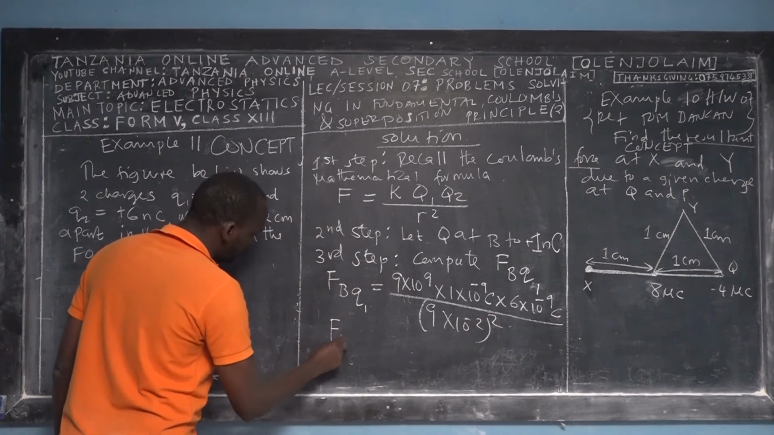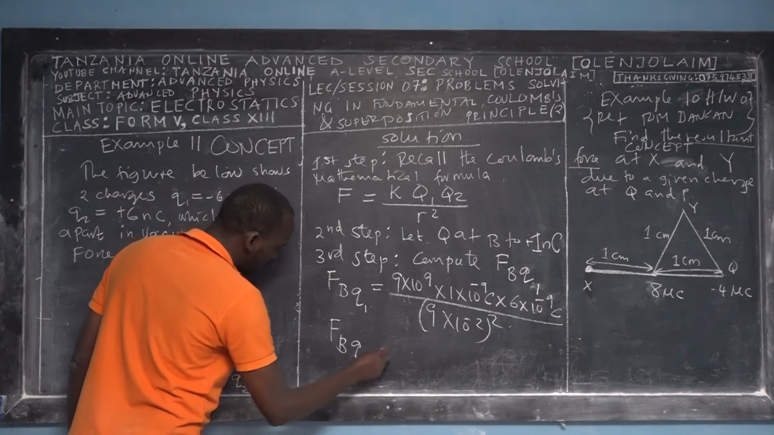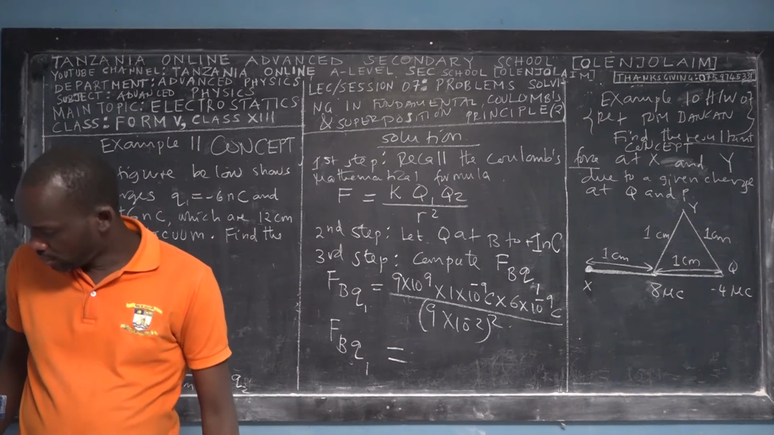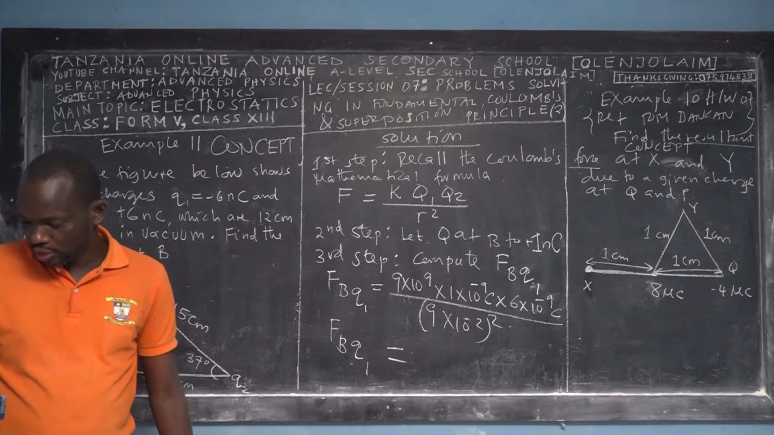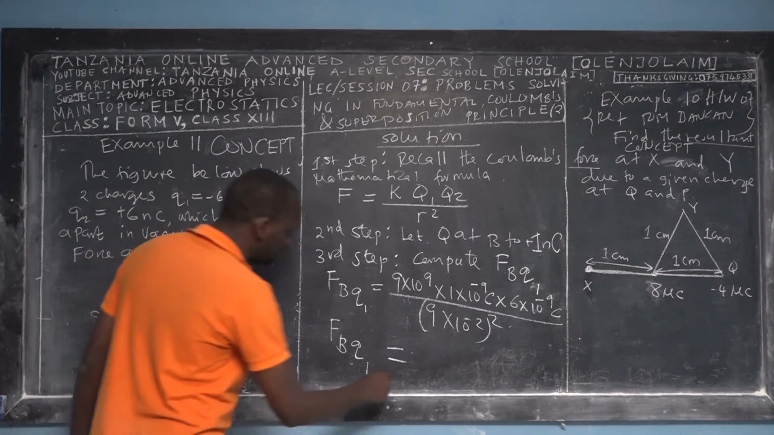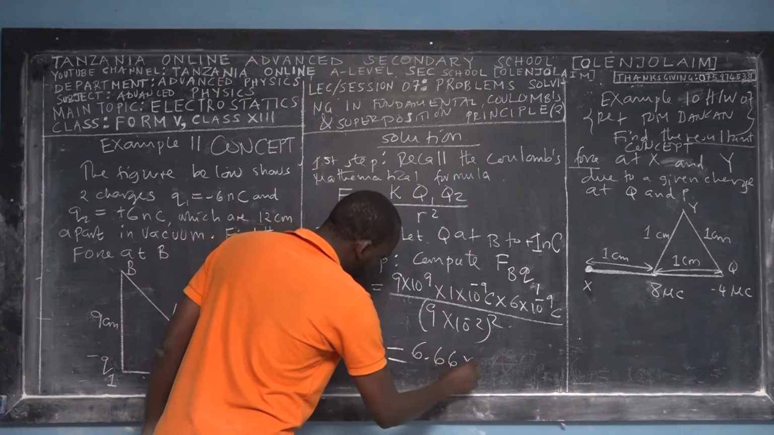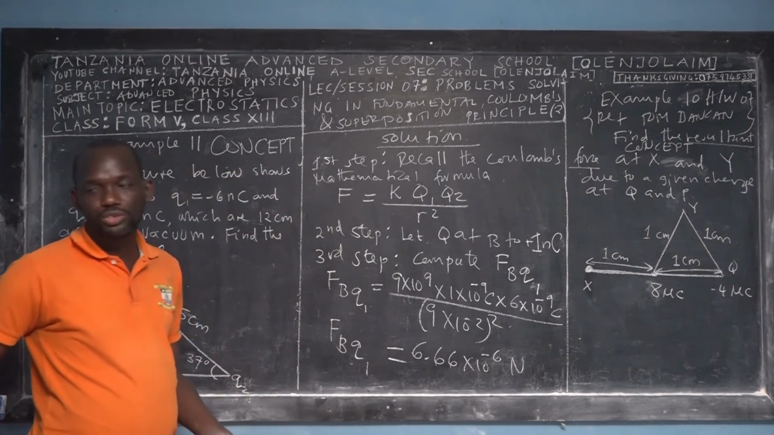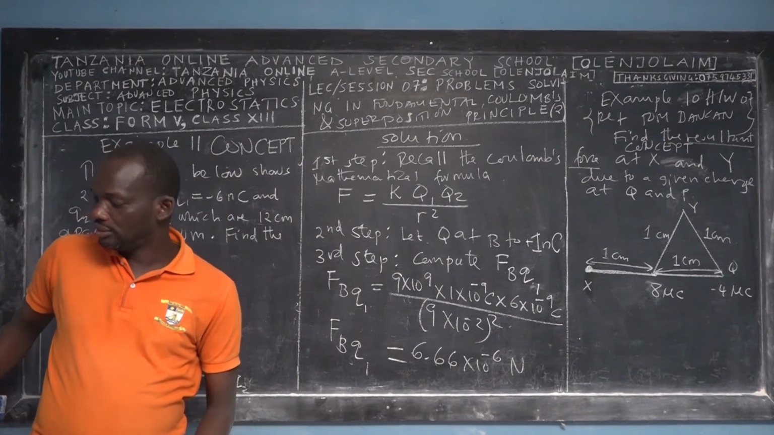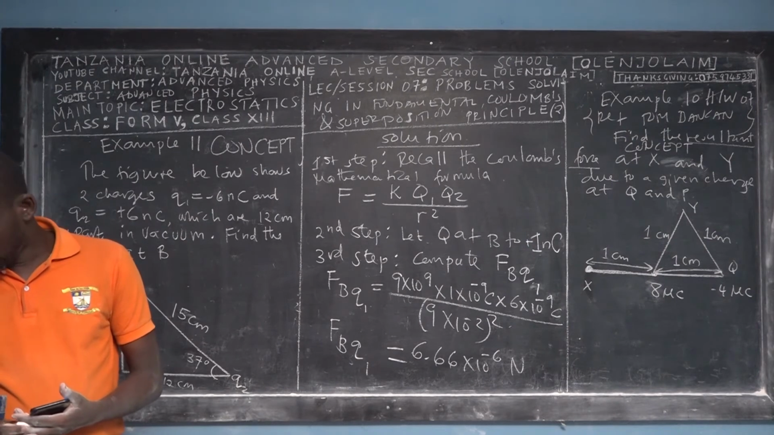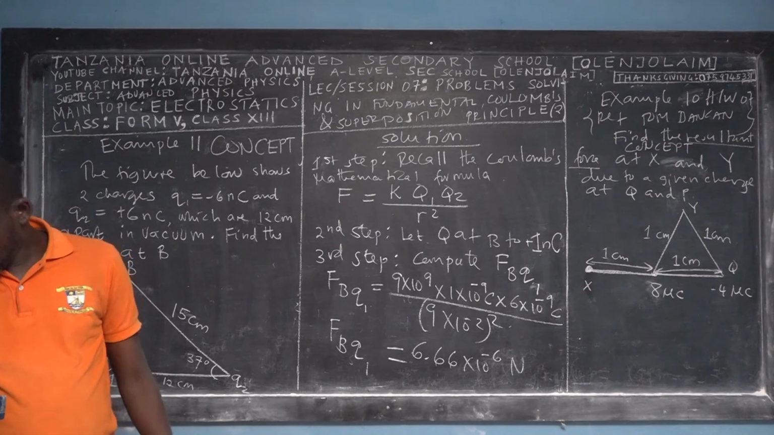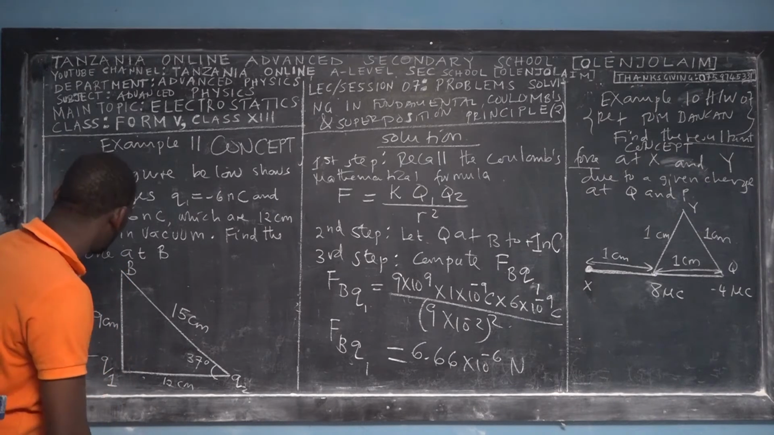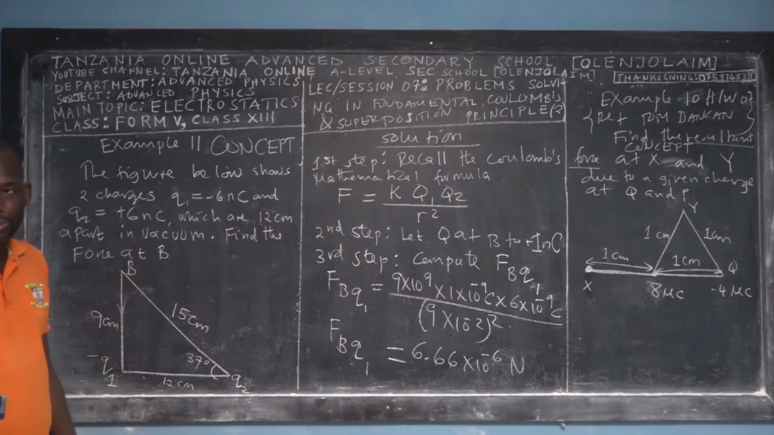So this is the force at B due to Q1. Use your scientific calculator to compute the response. For me, I did it and I found that it is 6.6 times 10 to the negative 6 newton. Where will this force be directed? Upward, right? No, downward. So this will be attracted downward.